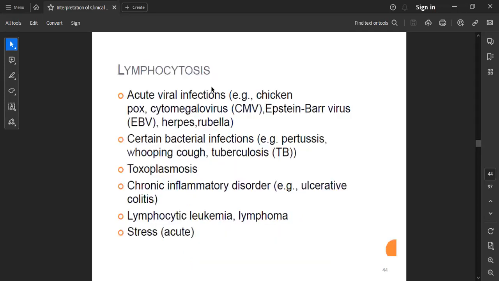Lymphocytes are a bit more specific for viral infections, and neutrophils are a bit more specific for bacterial ones. But lymphocytes can also go high for certain bacterial infections like pertussis, which is whooping cough, or even TB. Toxoplasmosis is another condition, as are chronic inflammatory disorders and stress.